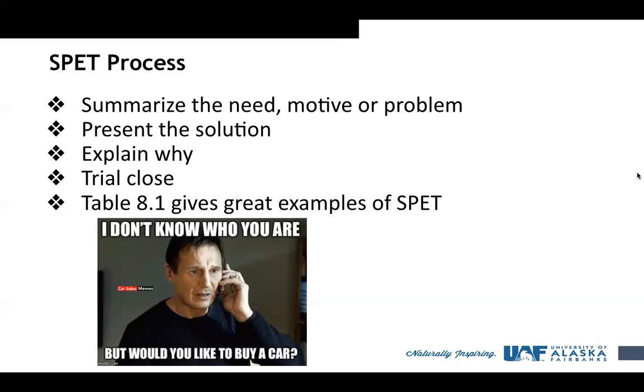In the 4-step process, you're summarizing the needs, you're presenting a solution, explaining why you're presenting that solution. Hey, I'm not just trying to get money off of you, but this really sounds like it's going to provide a solution to your want, your need. And then you're actually asking for the close and the trial close. So you're asking for it. You can't just let it sit.